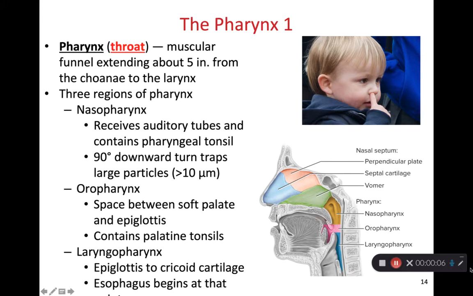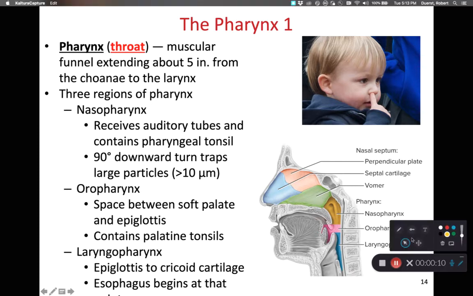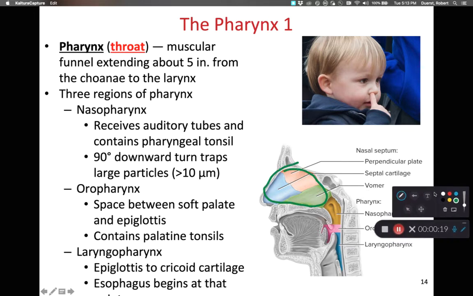Hi class, in this recording we're going to focus on the pharynx. So let's dive into it. We've previously talked about the nose in the last recording for this lecture. So we have the nose up here and the nasal cavity. Now we're going to move on to the pharynx.